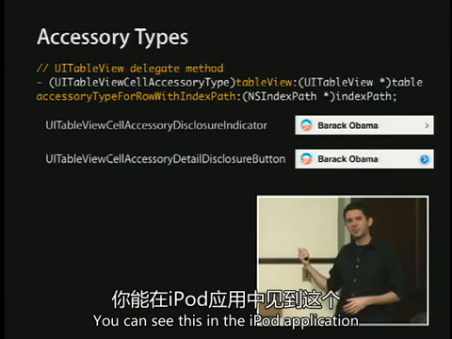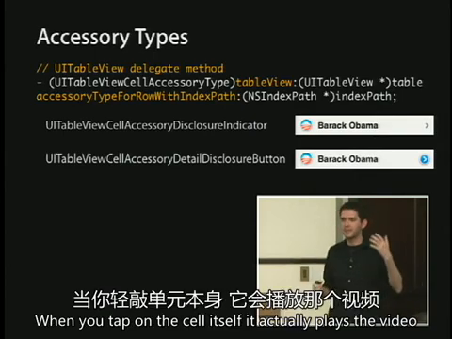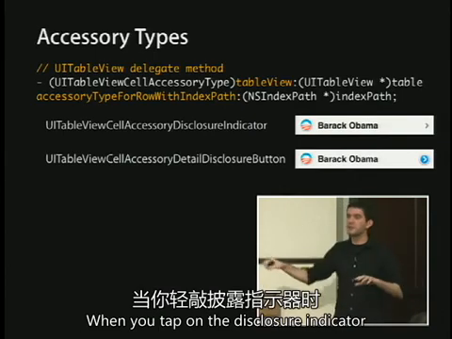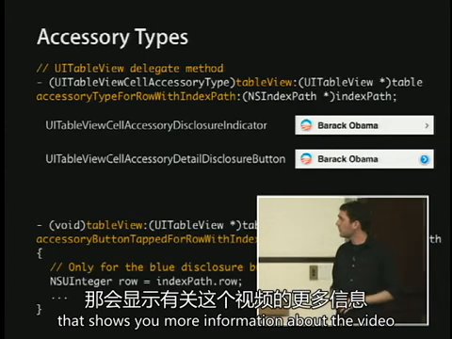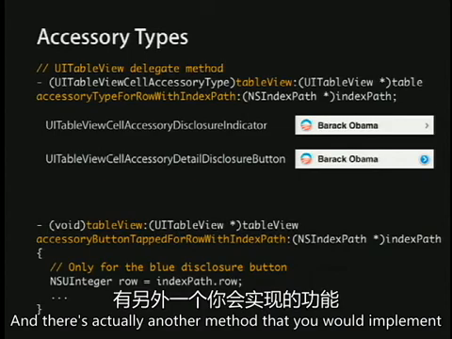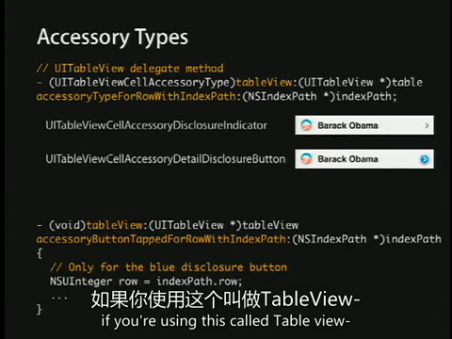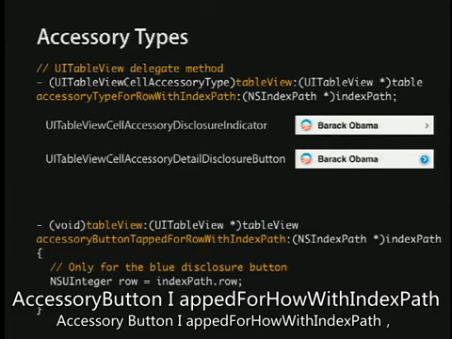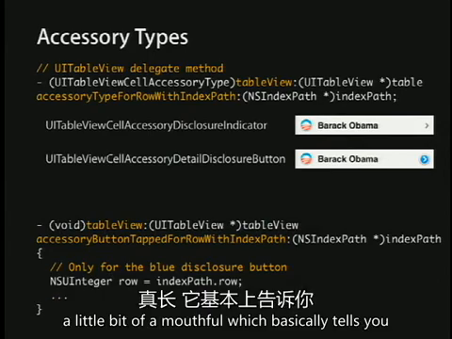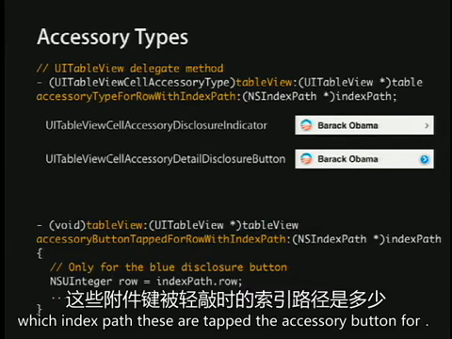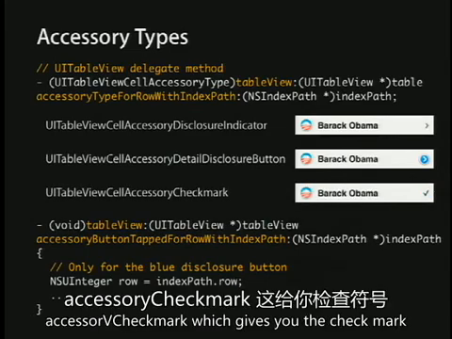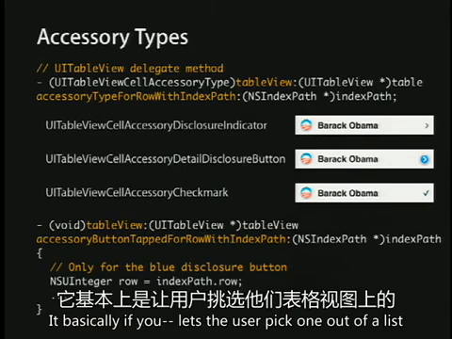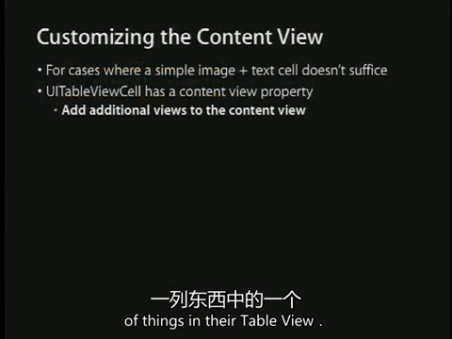You can see this in the iPod application. When you tap on the cell itself, it actually plays the video. When you tap on the disclosure indicator, it slides in a new thing on the navigation stack that shows you more information about the video. And there's actually another method that you would implement if you're using this called table view accessory button tapped for row with index path. A little bit of a mouthful. Which basically tells you which index path the user tapped the accessory button for. And finally, we've got UI table view cell accessory checkmark, which gives you the checkmark. It basically lets the user pick one out of a list of things in their table view.